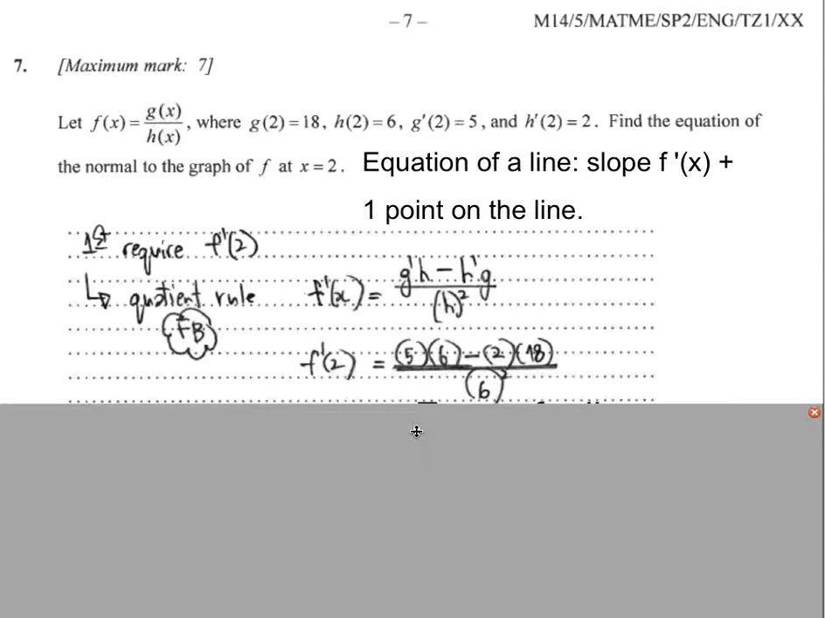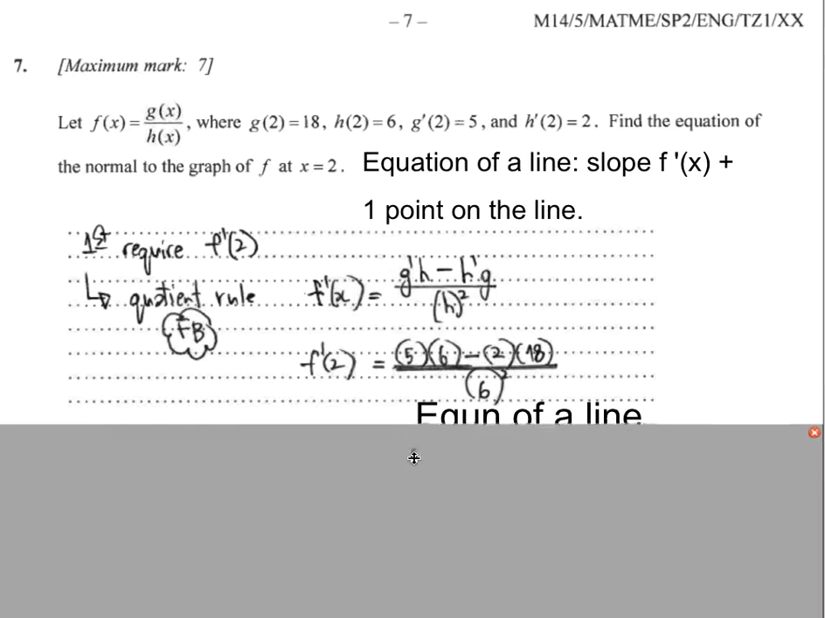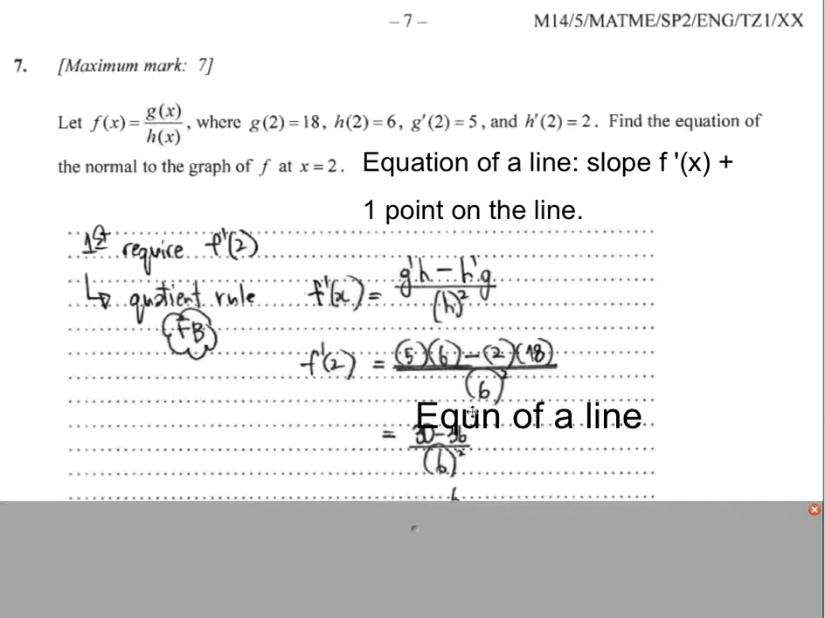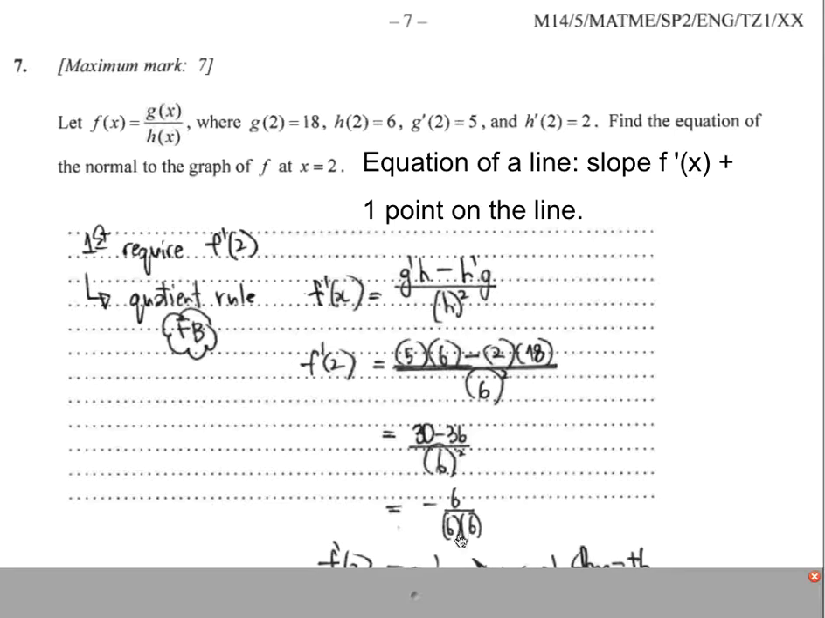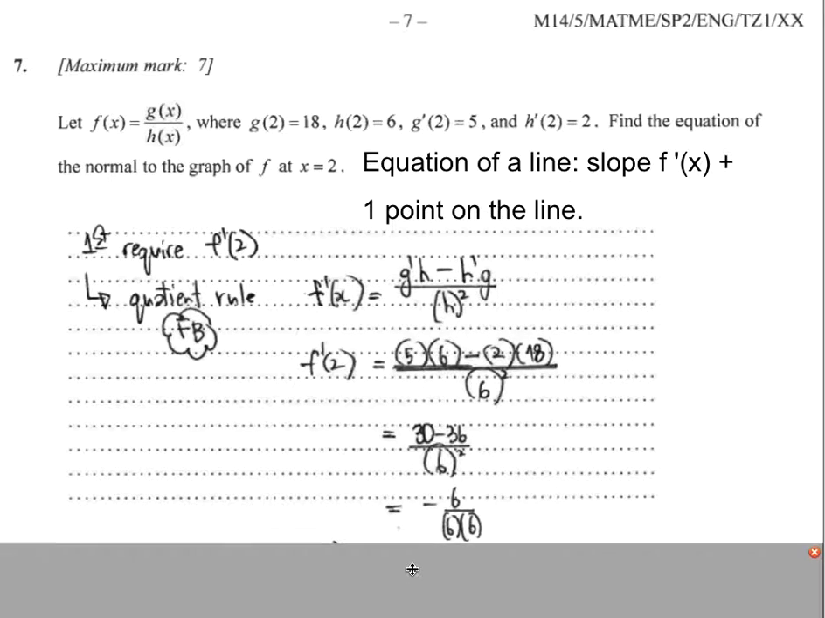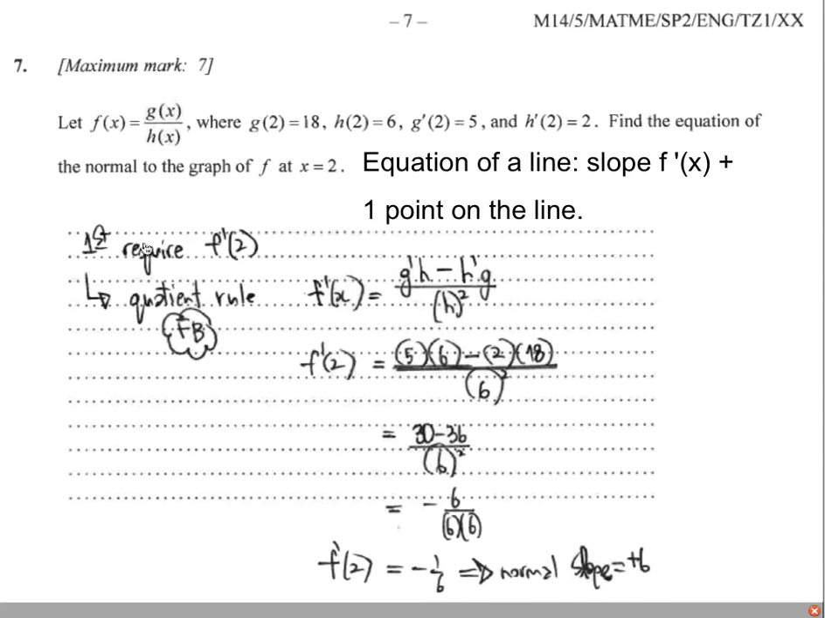Do a little simplification. Again, it's paper 2. If you enter it carefully, you do the numerator first in your graphing display calculator, and you come up with 30 minus 36 over 36, which is negative 6 over 36, or negative 1/6. But that would be the slope of the tangent line.